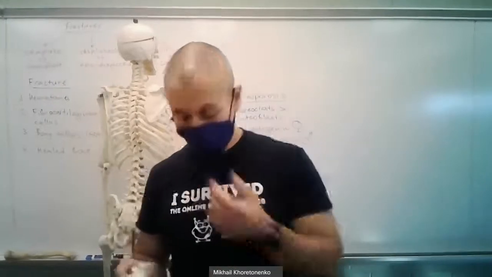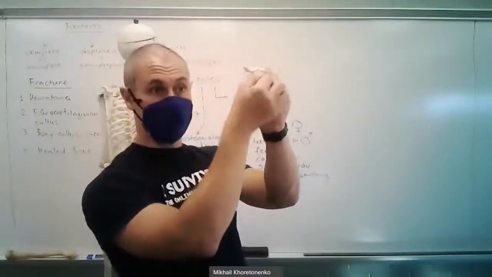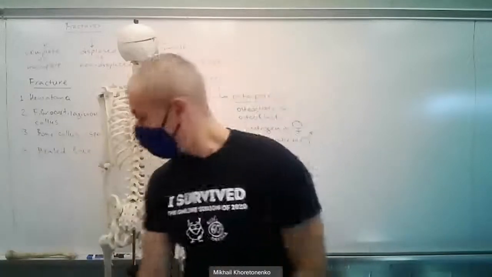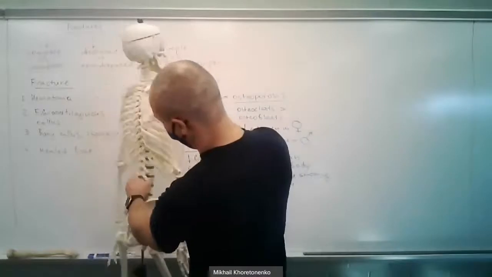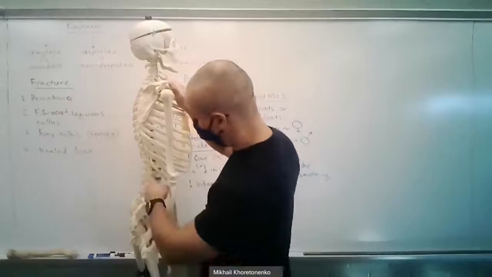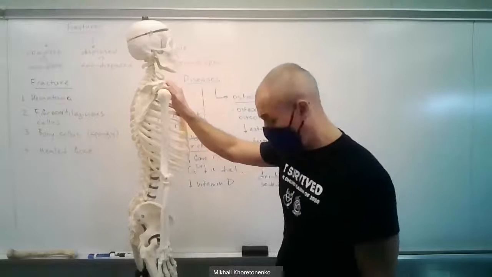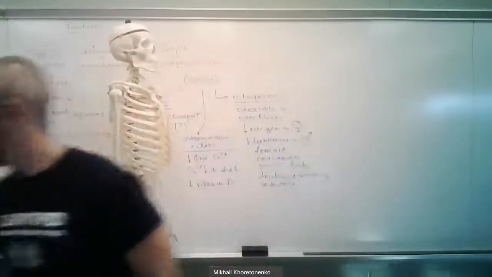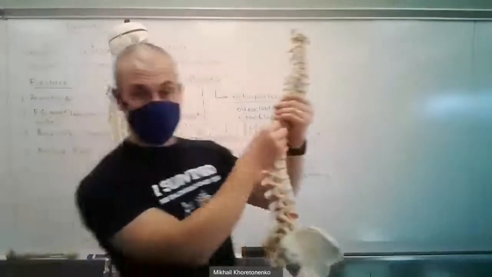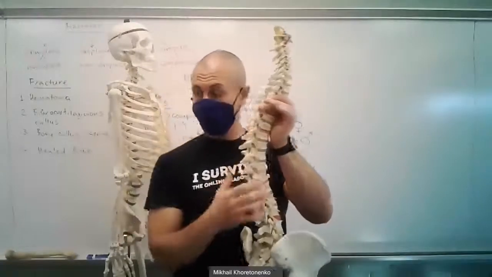Now, this structure that goes like that, that is called vertebral arch. If you take two vertebrae and put them next to each other, you will see that there are openings between them. I'm sticking my fingers in one of those openings here. This opening is called intervertebral foramen. So, spinal nerves project through intervertebral foramina.